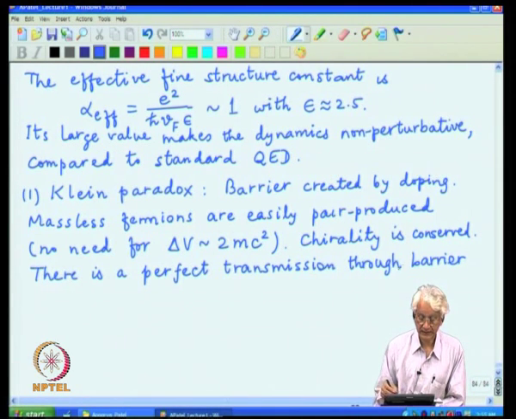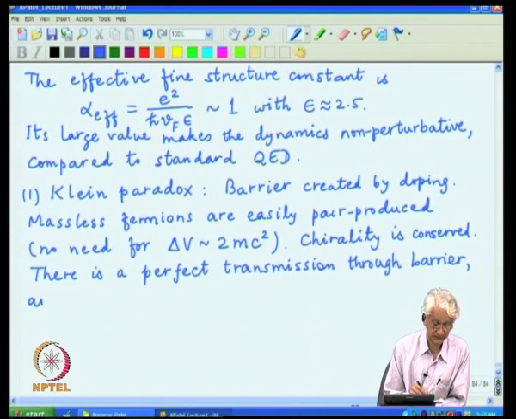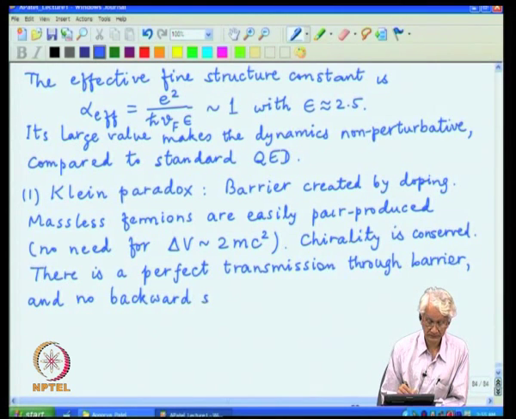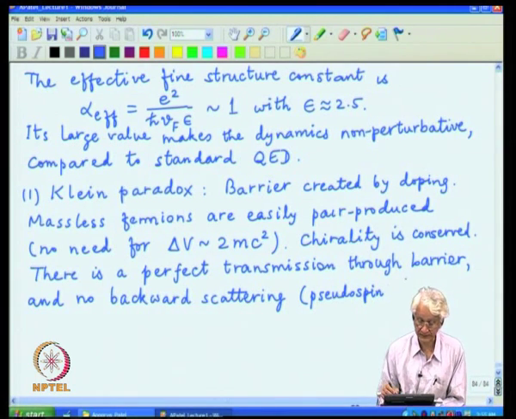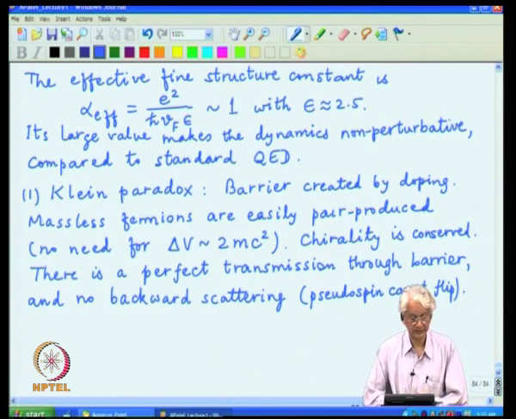There is no way the chirality can flip, and so there is no backward scattering, which is the same thing as saying that the pseudo spin cannot flip with the Hamiltonian structure we have.